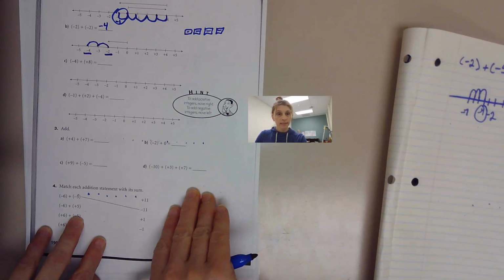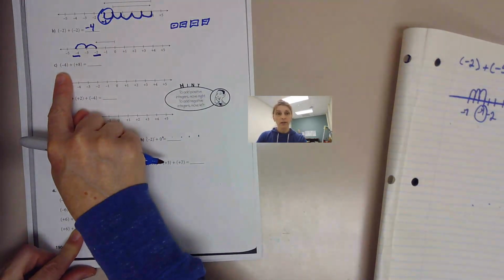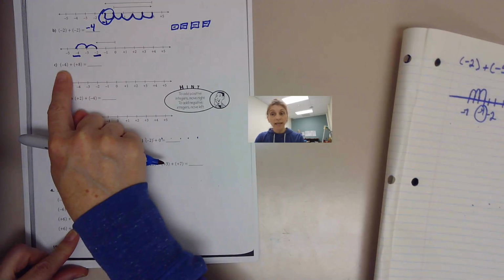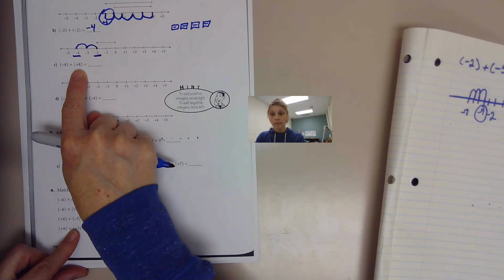Okay. C and D you are going to do on your own. So take a look at C. You're starting off at negative 4. And then you're going up by 8. Because it's 8 positives.